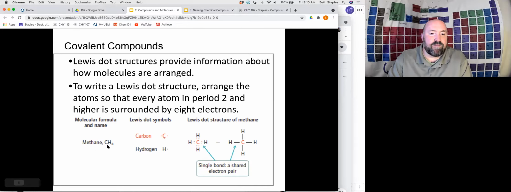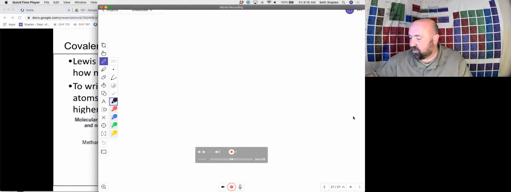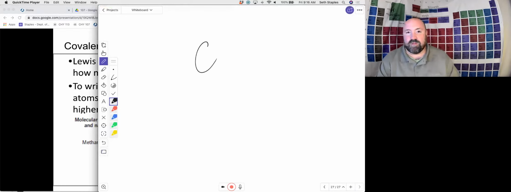The chemical formula for methane is CH4, 1 carbon atom, 4 hydrogen atoms. These Lewis dot symbols that you see here, that's the element symbol with the number of valence electrons around it. And so if we just blow that up a little bit, for carbon, remember we saw how to count the number of valence electrons. I think we went over that in another lecture.